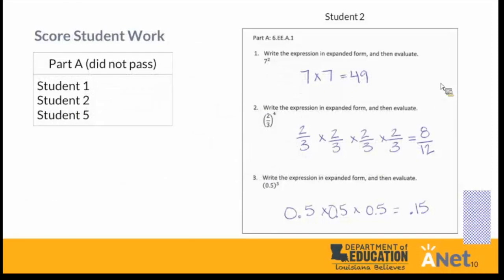We graded some student work and identified 3 students that needed remediation, students 1, 2, and 5. And you can see on the screen an example of one of those students who had the expanded form but was not doing the fraction and decimal multiplication correctly.